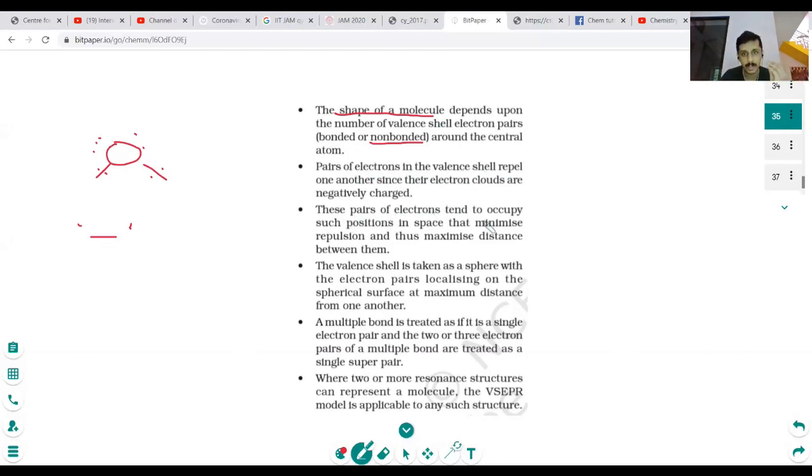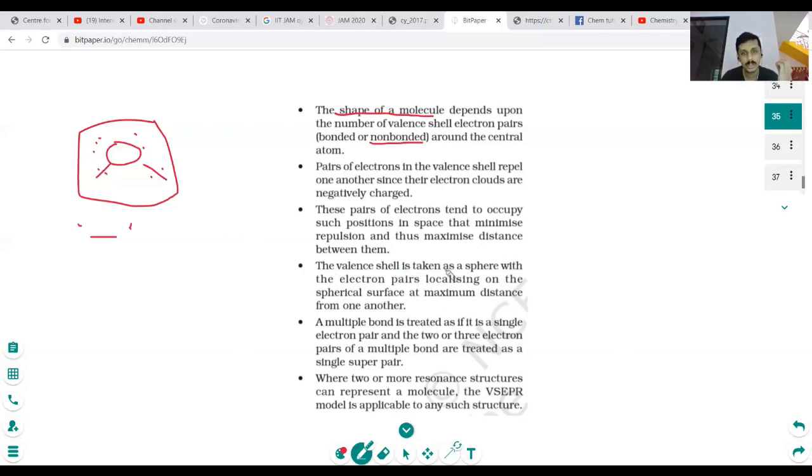And these pairs of electrons tend to occupy such positions in space that minimize the repulsion. That is obvious because in any state, a component, here a molecule, tries to attain the least possible energy state. This can be achieved when the repulsion is minimum, and then they can be highly stable. That is why the pairs of electrons occupy positions that minimize repulsion and maximize the distance between them, which leads to the least energy state.